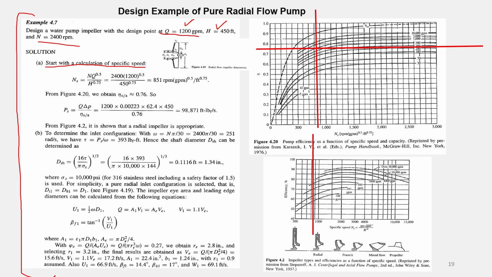We have calculated the specific speed like N times flow rate, and then the flow rate is in gallon per minute, and then head is in feet. So we have calculated the dimension of specific speed and found it to be around 850. So you go to the chart, figure 4.20, and from figure 4.20 you take the flow rate.